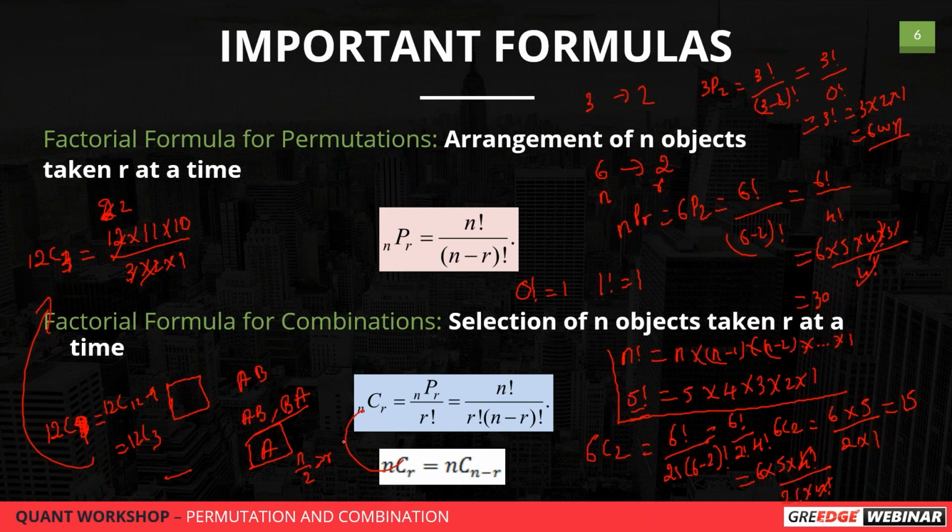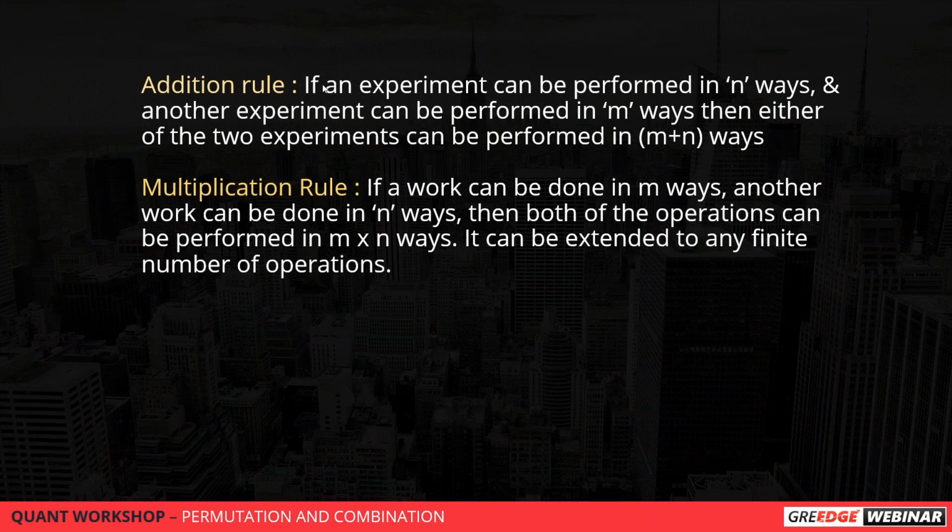Fine, guys. I hope you got an overall idea about permutation and combination now. Shall we go to the questions? And one more logic that will come up in questions: what are the cases we have to add and what are the cases we have to multiply?